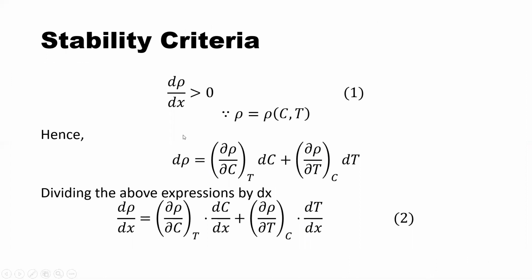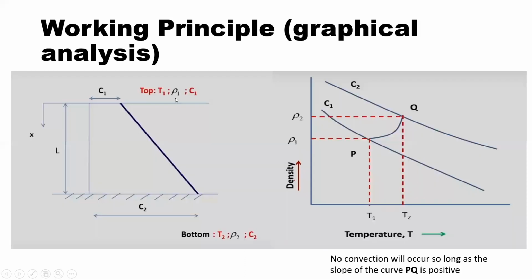Then we can represent mathematically the condition that the lower layers remain denser than those on the upper: d rho by dx is greater than 0. We discussed that the concentration C1 is less than the concentration C2. That is, we consider a small depth.